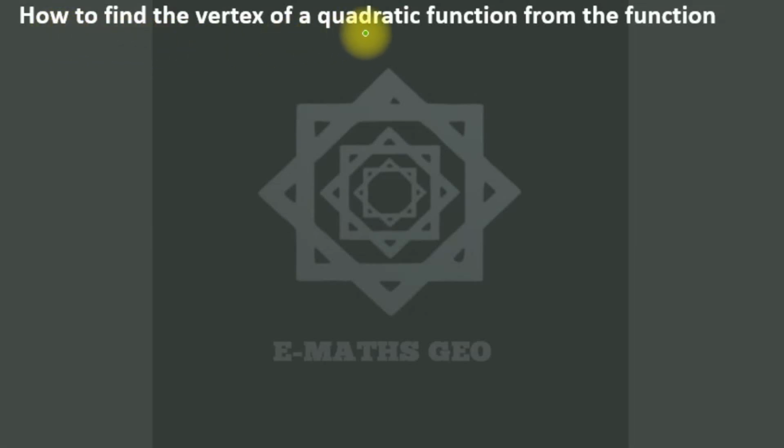So how to find the vertex of a quadratic function from the function? First of all, we need two concepts here. The first one, the general form of a quadratic function.